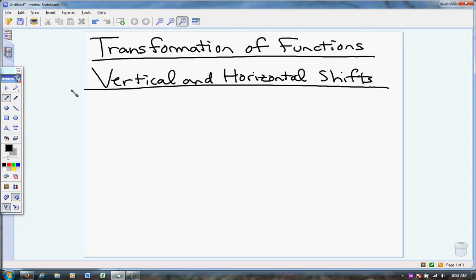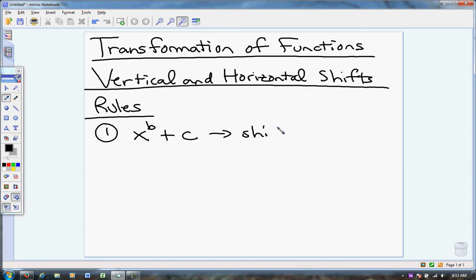So let me give you some rules here. Rule number 1: if I have x to the b power plus c, that's going to be a shift up c units.